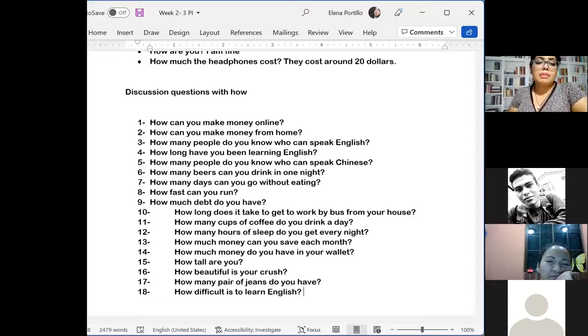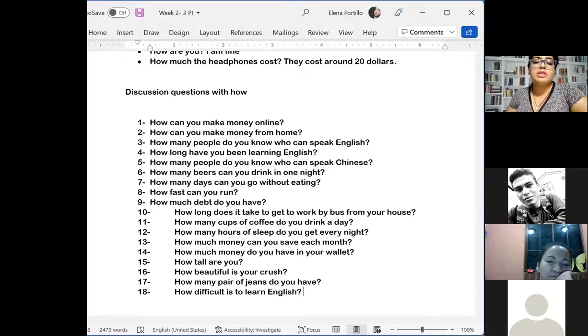Then, how many people do you know who can speak Chinese? In this case, it's the same as in question number three, because if you know someone who speaks Chinese, you can talk about the people that you know who speak this language and you give some information about them.